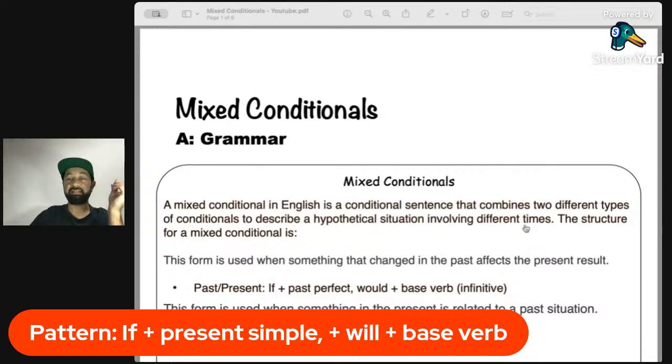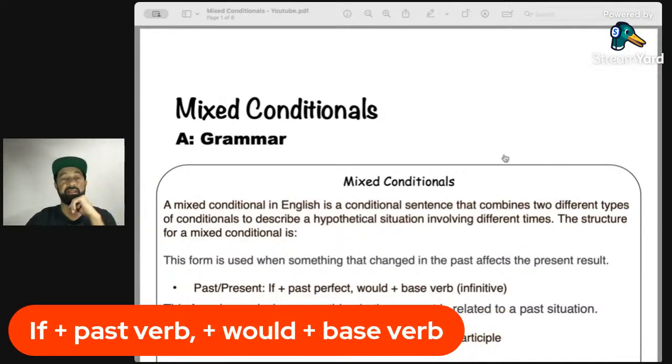Now, the second conditional is going to be here. It's going to be if plus the past tense, and then it's going to be would and the base verb. Now, basically, what a mixed conditional is going to do is we are mixing some of the first and second conditionals, or the second and the third get mixed together.